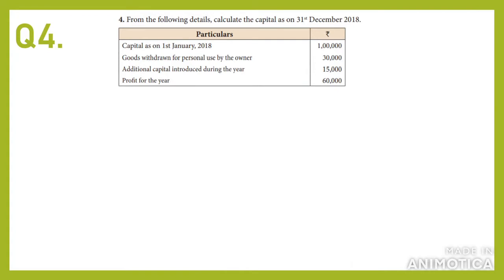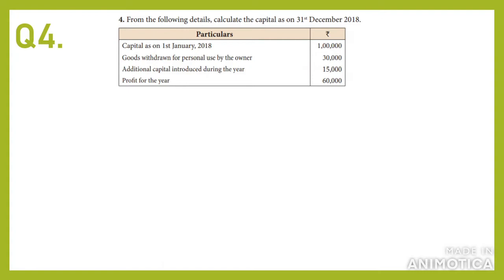Capital as on 1st January has been given, goods withdrawn for personal use. What does it mean? It means you have to consider this as drawings. Now additional capital introduced during the year is 15, fine, profit for the year is 60,000. So what is it that you have been asked to find out? It is the capital as on 31st December. Is it the opening or the closing? It is the closing capital.